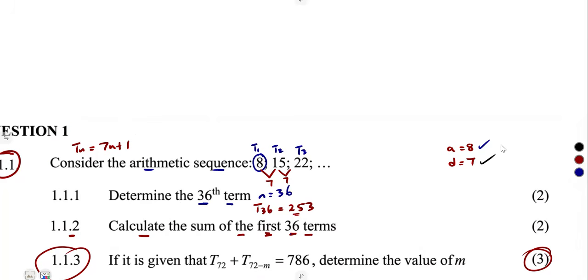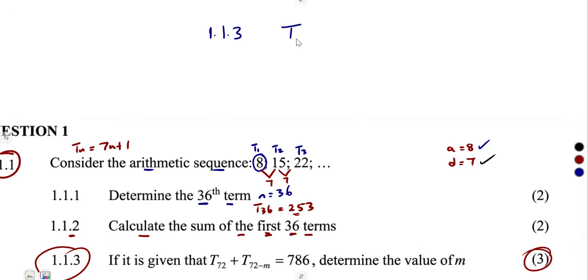Or still, you can even go back to that formula for Tn that you used before, a plus n minus 1. You substitute back, because you've got your n as 72, and your n as 72 minus m, you substitute there. Still, it's one and the same. Or you can use the simplified formula for Tn. All right, so let's consider 1.13.